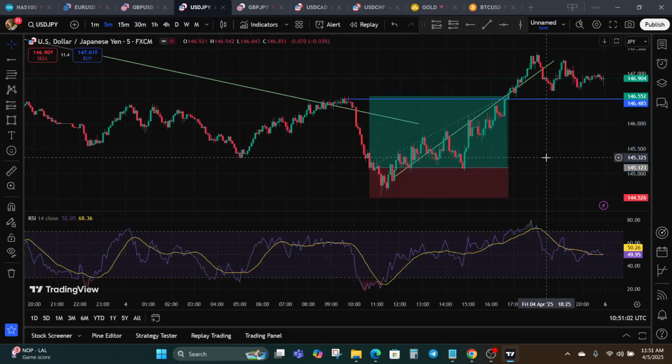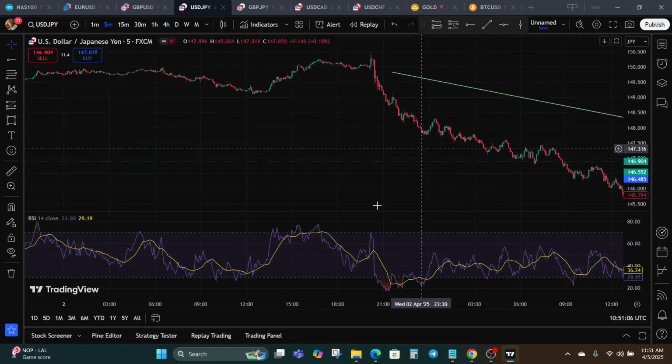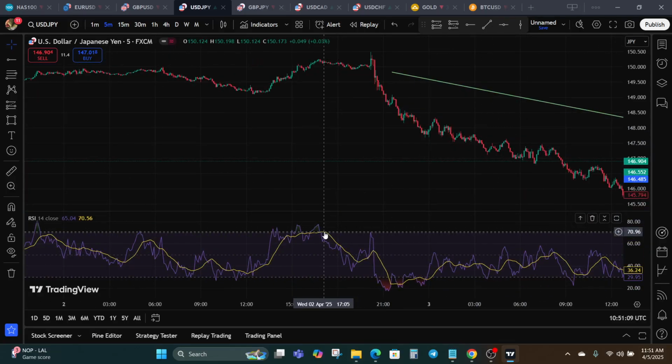Now for your sell signal, conversely, when the RSI is above 70, the market is overbought. When the RSI crosses back below 70, this indicates a potential price reversal to the downside, signaling a good time to enter a sell position.